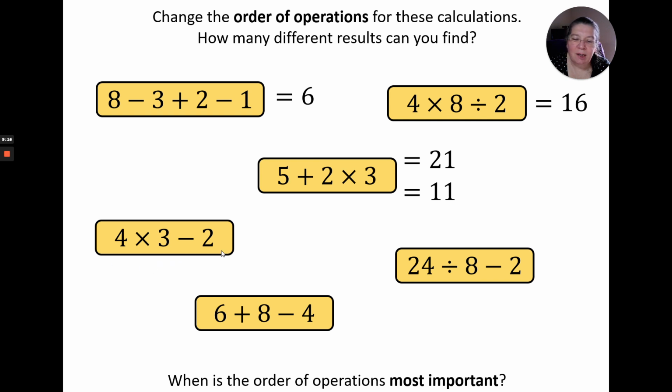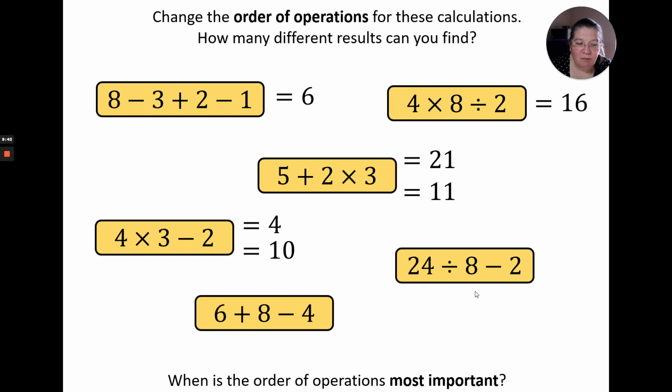So thinking about that one, what's the next one? 4 times 3 minus 2. Is this going to be important? So let's do it in the order it's written. 4 times 3 is 12, minus 2 is 10. Or we can do 3 minus 2 is 1, and then multiply it by 4 to give us 4. So yes, when we've got multiplication and subtraction, we can also get different answers.